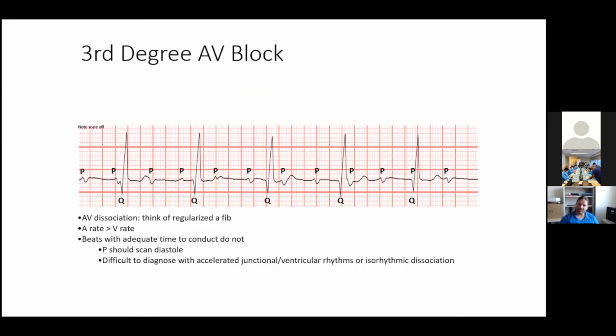The atrial rate should be higher than the ventricular rate to demonstrate complete heart block. If there's an escape rhythm going faster, it may not be able to conduct. So we do not define heart block when the ventricular rate is higher than the atrial rate. And then finally, beats with adequate time to conduct do not. This is actually very, very important to see. P waves should scan diastole to make sure nothing comes through and brings in an early QRS. If you get an early QRS, there is some conduction.